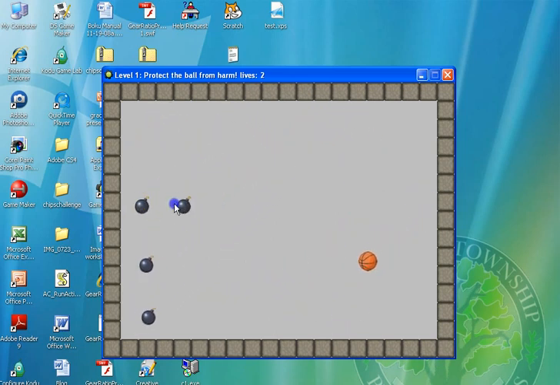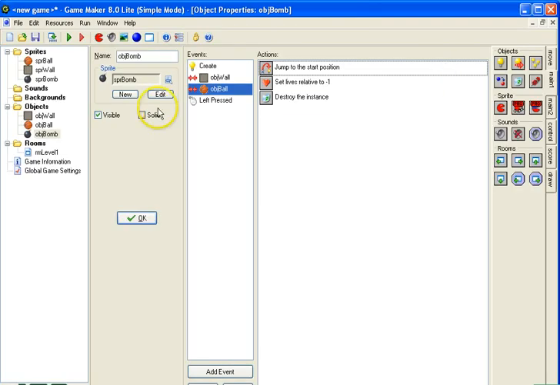Okay, I could also add points when I hit the bombs. Okay, and technically I'm done. I have one life left. Now we have to figure out what's going to happen when we run out of lives, but we'll do that in our next lesson.